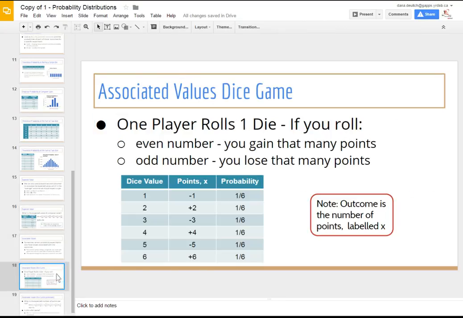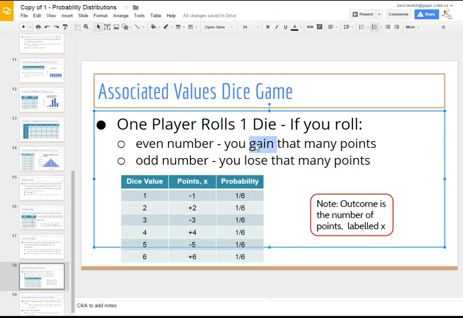Let's look at an example here. It's a 1-player game. We have a single die. If you have an even number, you gain that many points. If you roll an odd number, we're going to lose that many points. So here's my chart here. This is the dice value just to keep track. Odd numbers, I'm going to lose points. So if I roll a 1, I lose 1 point.